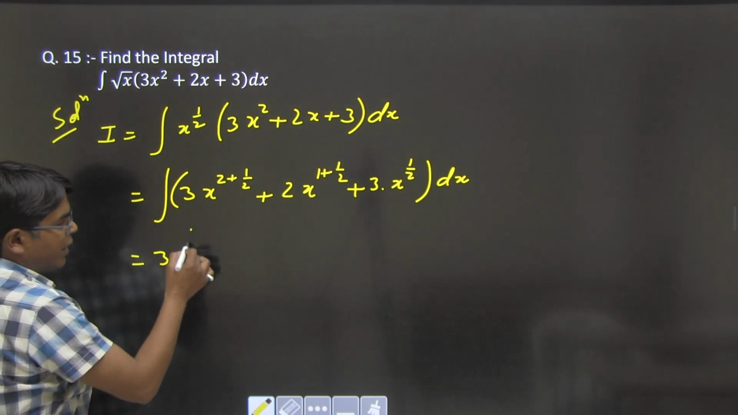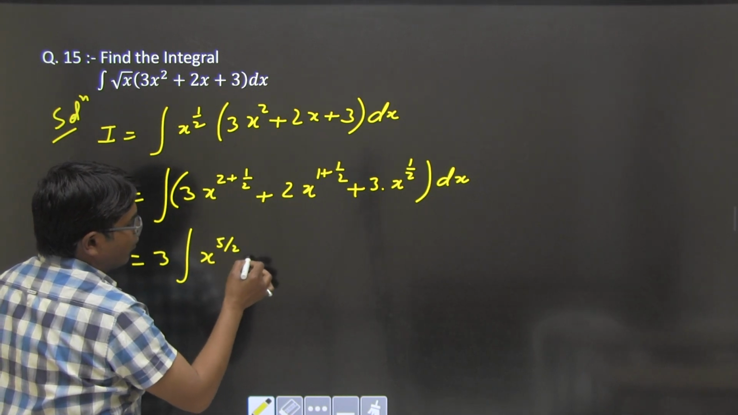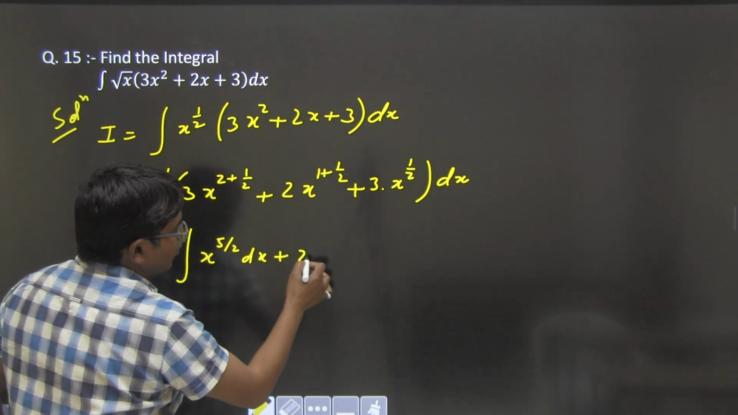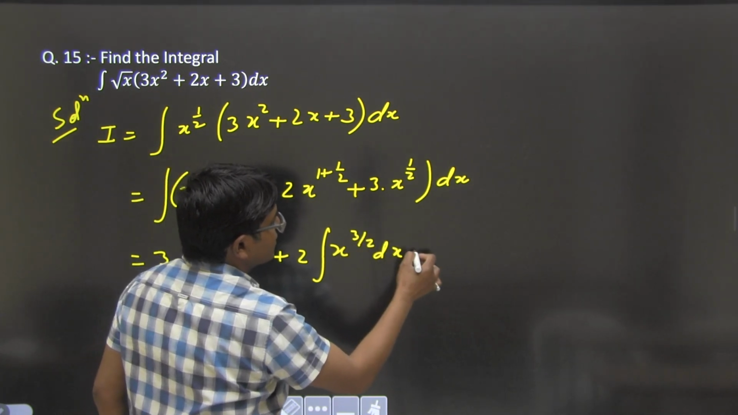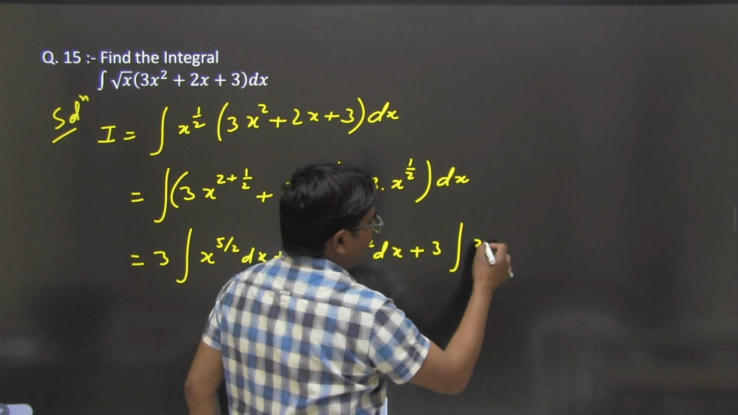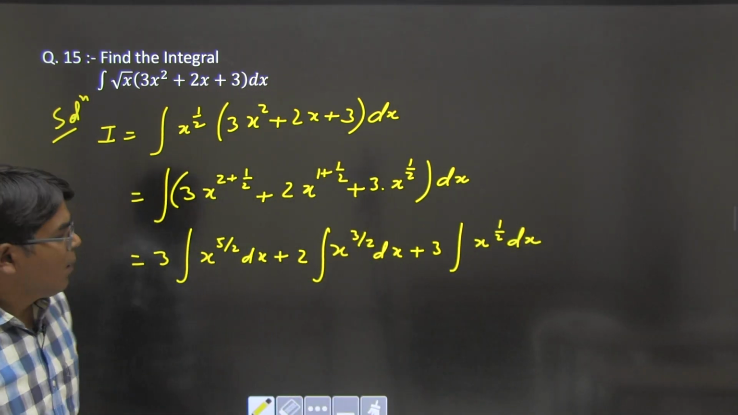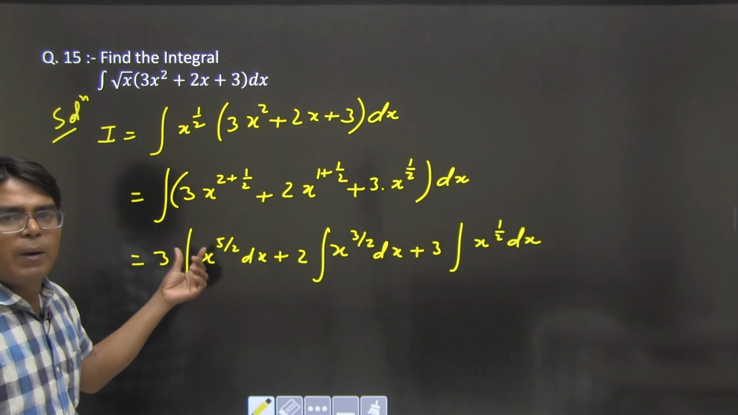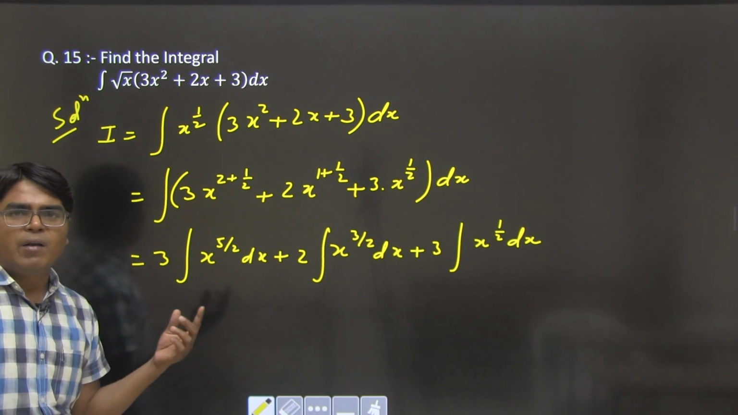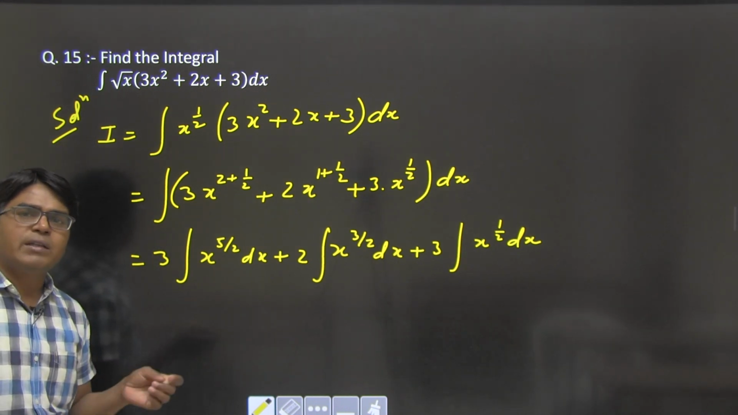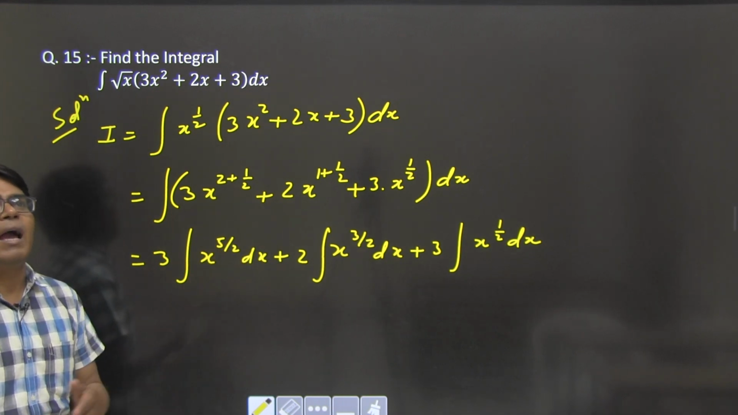So, from here we can write 3 times x to the power 5/2 dx plus 2 times x to the power 3/2 dx plus 3 times x to the power 1/2 dx. Clear? Now, apply the formula of integration of x to the power n. We know the integration of x to the power n is nothing but x to the power n plus 1 upon n plus 1.